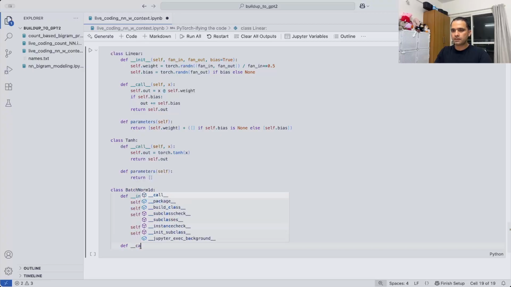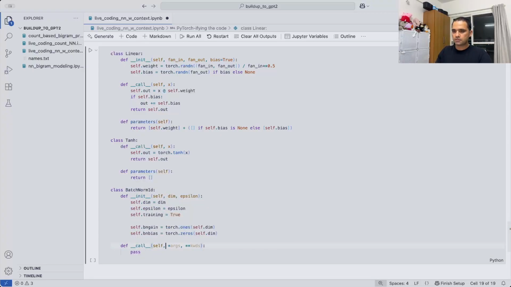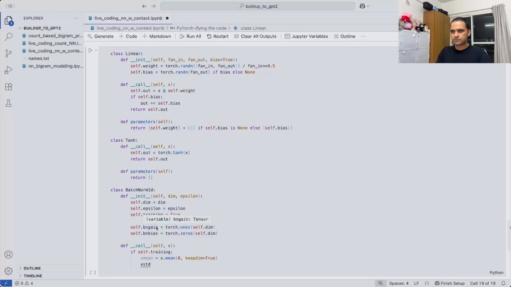Now let's define the call method. If you pass in x, the behavior differs depending on the mode. If self.training, then we calculate x mean equals x.mean(0, keepdim=True), and x variance equals x.var(0, keepdim=True). We have calculated these two.